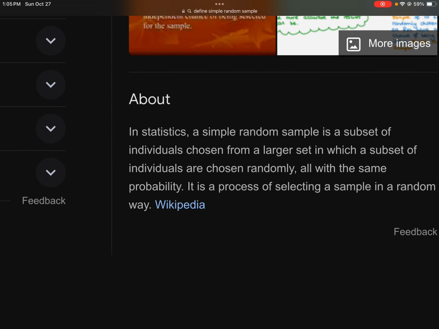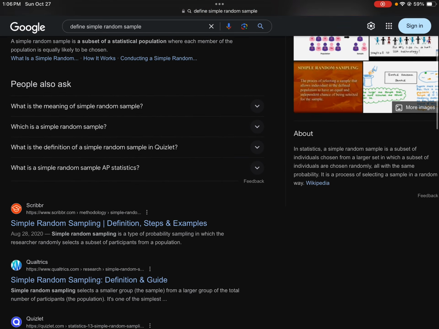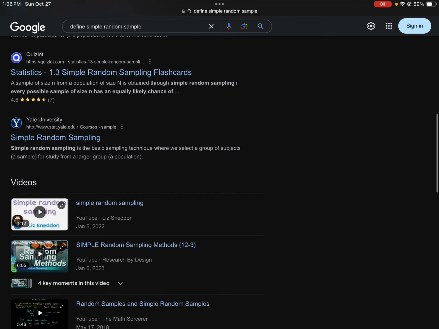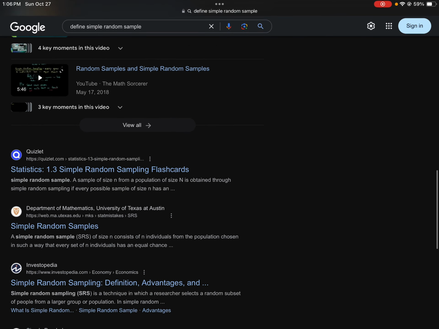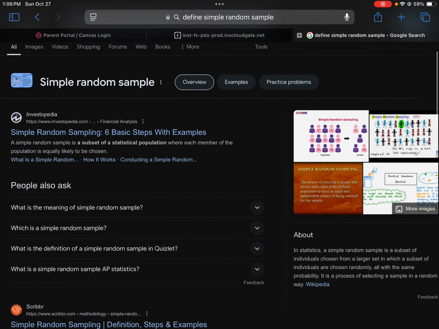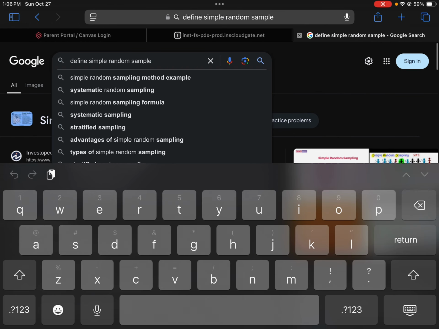All right, so let's focus on that middle part here, right, in which a subset, a group, are chosen randomly with the same probability, right? So each grouping should have the same probability, is essentially what it's saying there. Let's see if we can find another definition. Well, here, let's try this. Let's see how College Board defines it.